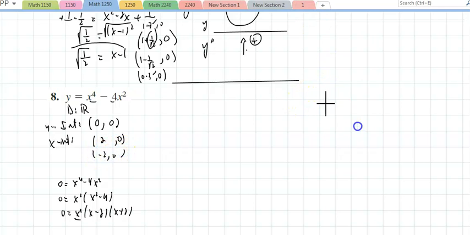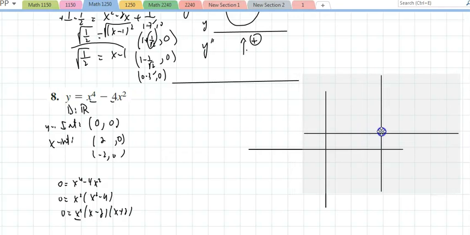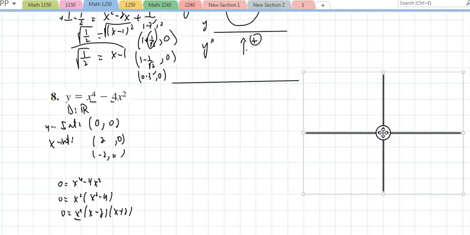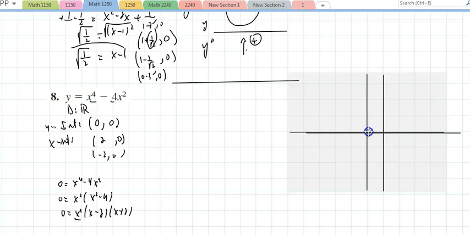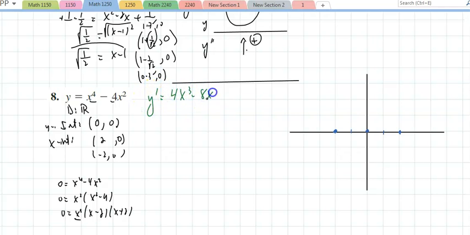Again, intercepts are really important. They give you good characteristic points of the graph. 0, 0 right there, 2, 0, and negative 2, 0. That gives you a really good feel for the graph. Now, if I take a derivative, y prime is actually 4x cubed minus 8x. And if I set that equal to 0, that's 4x times x squared minus, what would that be, 2?